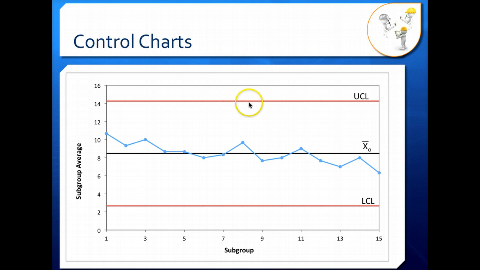We'll also talk about how to get these upper and lower control limits later on in the course, but basically you want your data to be between these control limits. Otherwise, something is going wrong with your process and you may be producing data or product that is not good.